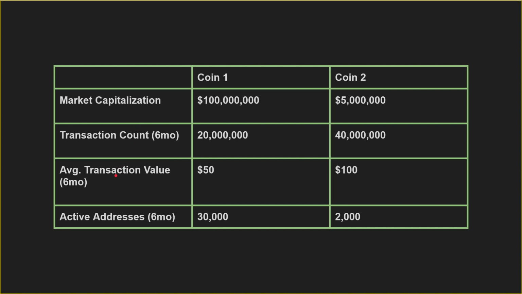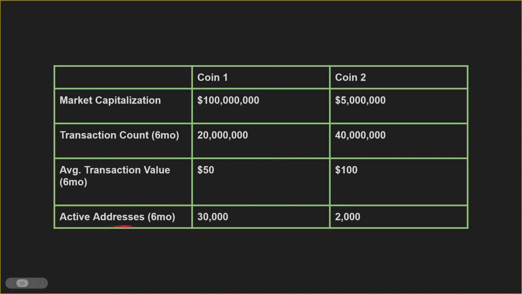In terms of average transaction volume in the past 6 months, coin 1 only has an average transaction volume of about $50, whereas coin 2 has a $100 average transaction volume. So not only does coin 2 see a higher overall amount of transactions, it also is seeing higher transacted volume per transaction as well. It's actually double the average compared to coin 1. So there's much more use and much more capital being transacted using coin 2.